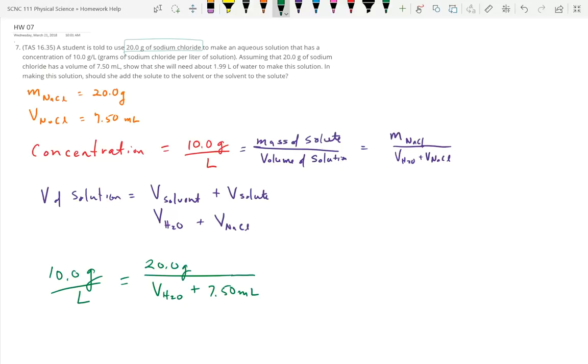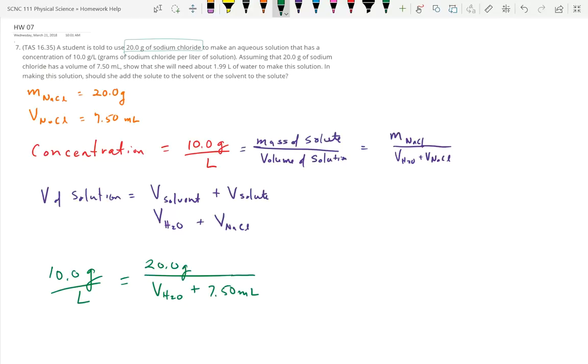There's only one thing I don't know in this equation. I do want to do one thing to be careful, units. Notice on the left-hand side, I had 10 grams per liter. On the right-hand side, I had 20 grams, grams of the same unit, volume of water, no units assigned to it yet, plus 7.50 milliliters. I'll want to convert that to liters so I have consistent units. But now I just need to solve this. Now, I don't know how astute you are with math. Everyone's going to be a little different.